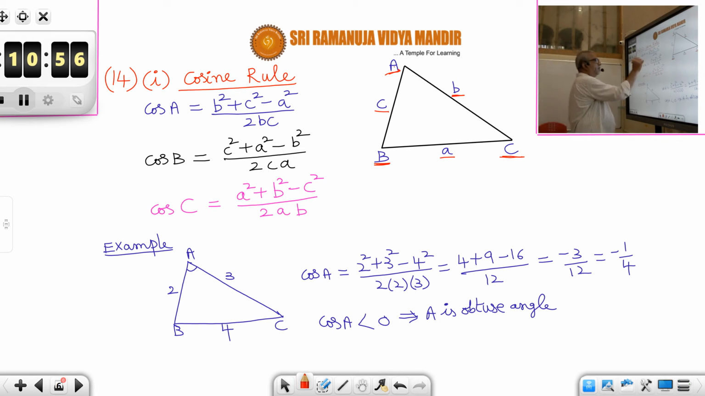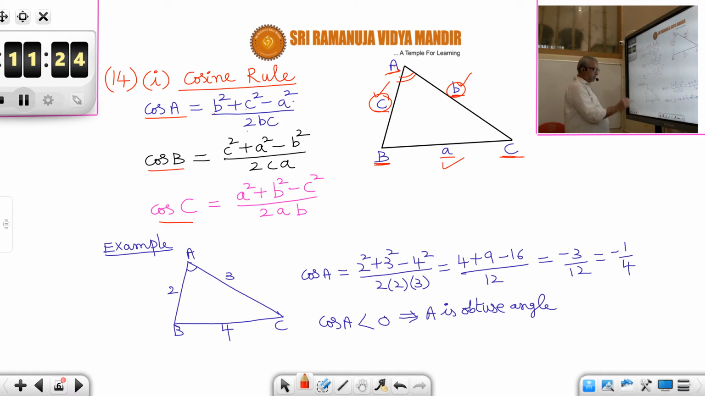So how to find the cos of the angles? Cos A, cos of this angle, is this square plus this square minus this square: b square plus c square minus a square by 2 into this into this. That is the formula. Similarly, you can write the other formulas for cos B and cos C also. In the same manner you can write.